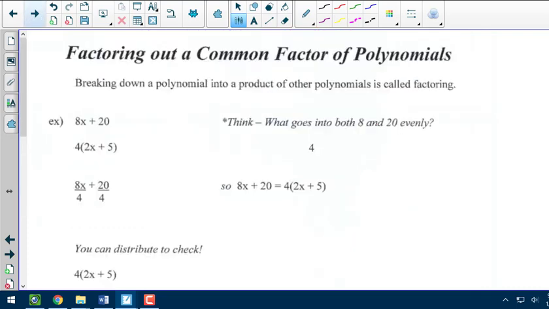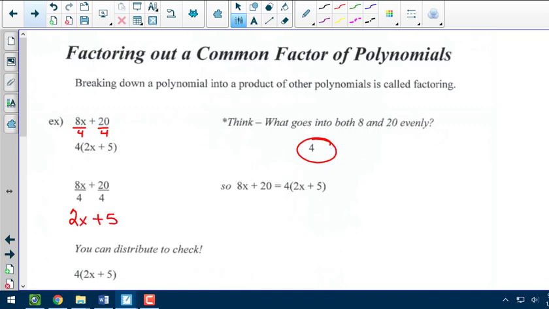Okay, next page. Factoring out a common factor. Ooh, so now we're basically going to undistribute. So think of what goes into 8x plus 20, so the 8 and the 20, evenly. And it is a 4 that goes into that. So when you factor out the 4 out of both parts, you get 2x plus 5 left over, right? So if I factor it out, I'm going to have 4 times the quantity 2x plus 5.